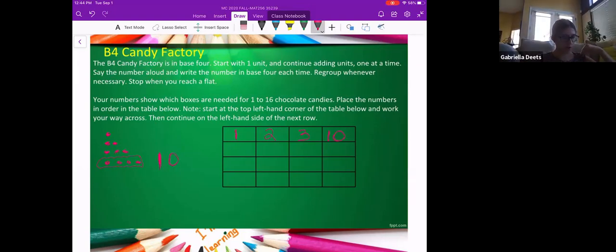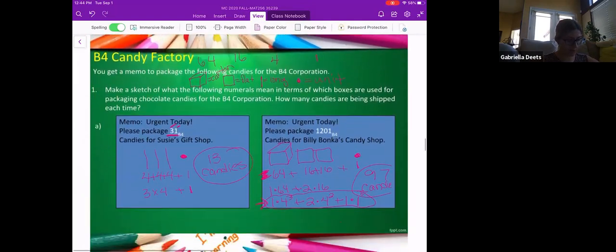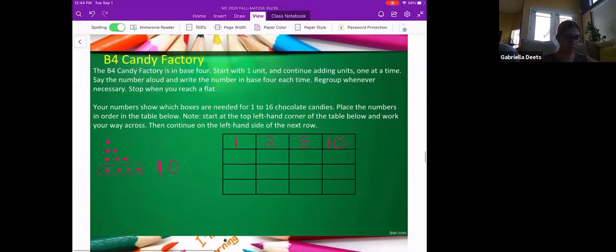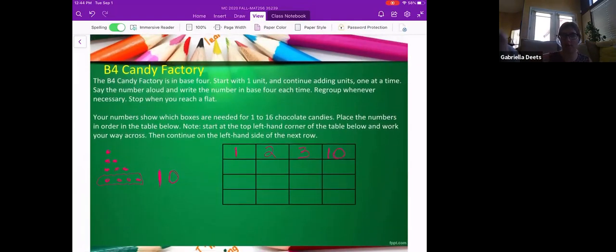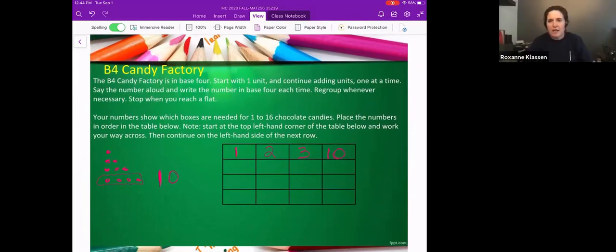Going back to number 2, where it was how are the base 4 packaging boxes related to one another? Was it just that it is 4 times more than the other one? Is that how you would word it? Yep. It's 4 times larger than the packages to the right, or than the units to the right.